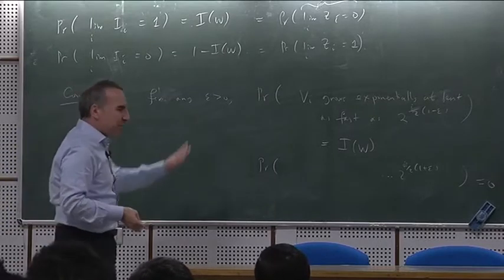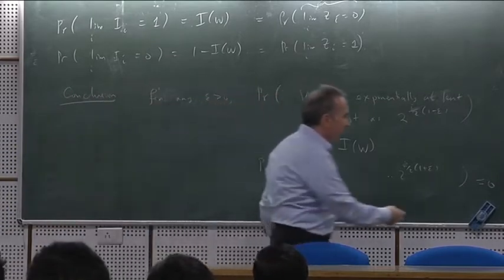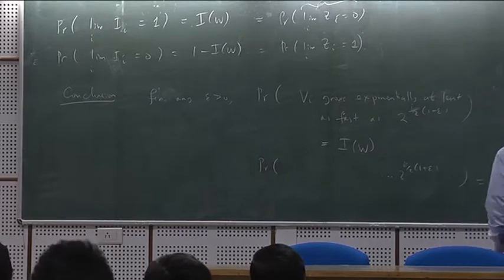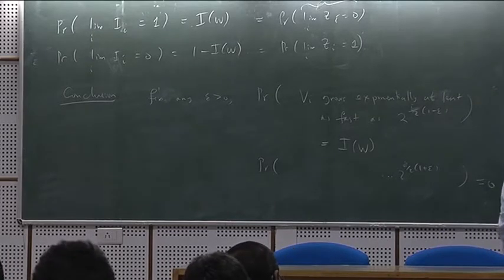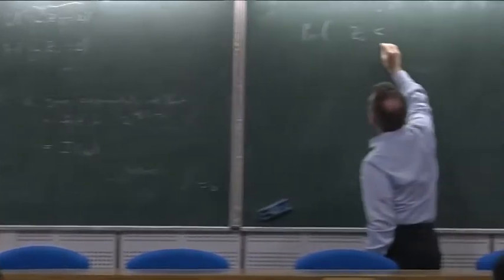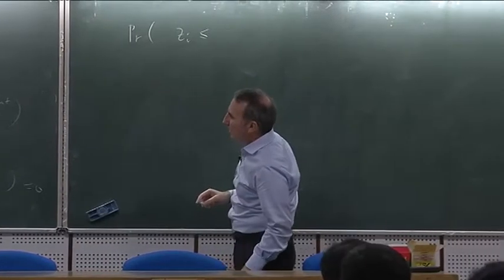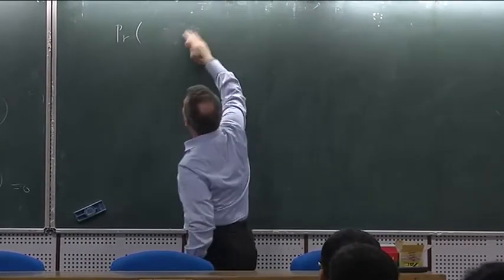Okay. So what we now have is that I could now say the following thing. If I now ask the following probability, the probability that the zi is less than, so let's see, let me write it like this.